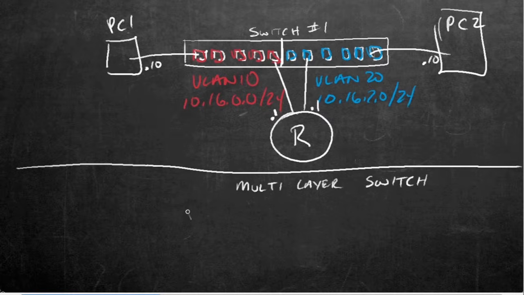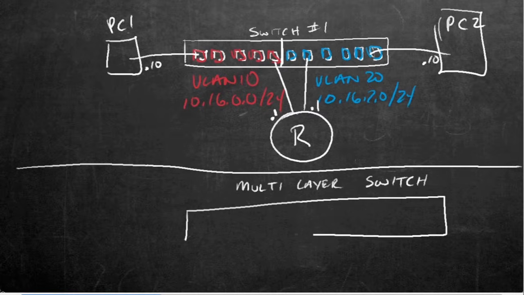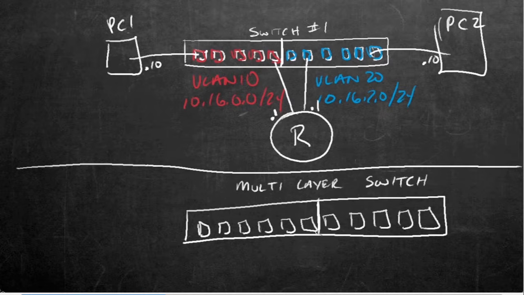And here's how it works. We start off with a switch. Now, if this looks similar, this part is. And we can also partition these off. So all these ports on the left, we can associate those as access ports in VLAN 10. And the ones on the right here, we can associate those with VLAN 20.